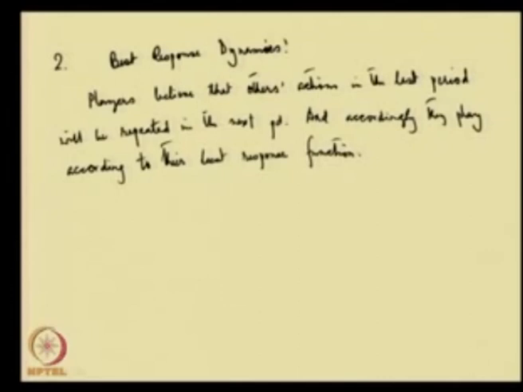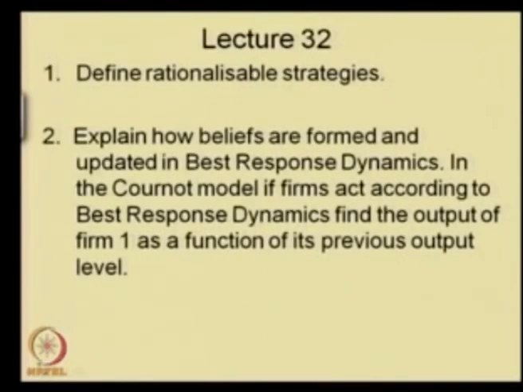So, whenever they see some other player playing some action, suppose A1 bar, then player 2 thinks that in the next period also player 1 will play A1 bar, and then she uses her best response function, and suppose this is equal to A2 bar, and so she plays A2 bar. So, this is how best response dynamics works. In the Cournot equilibrium model, if the firms act according to the best response dynamics, find the output of firm 1 as a function of its previous output level. So, in the Cournot model, what we know? We know the following. This is the best response function.